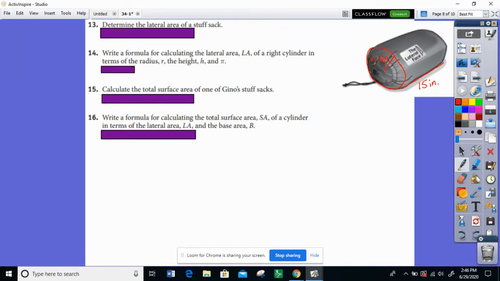So here's another picture of that stuff sack. To get the lateral area for the stuff sack, that would be 180 pi square inches. So how did they get that? Well, the perimeter of the base is actually the circumference of the circle, so that would be 12 pi inches times the height, which is 15 inches.